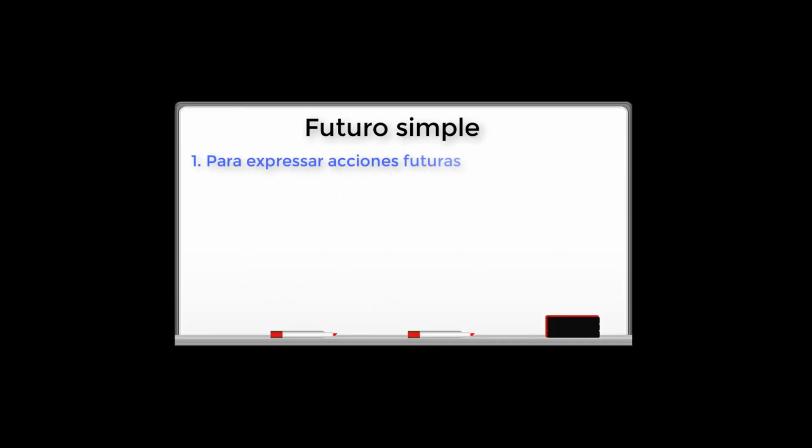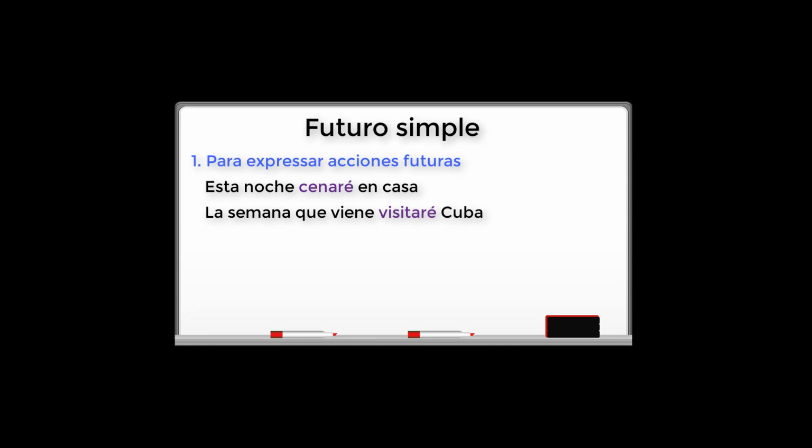Let's focus now on when to use futuro imperfecto. Para expresar acciones futuras. To express future actions. Esta noche cenaré en casa. Tonight I will eat in the house. La semana que viene visitaré Cuba. The next week I will visit Cuba. So this is practically the same usage like in English language.